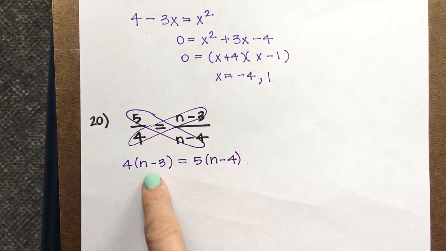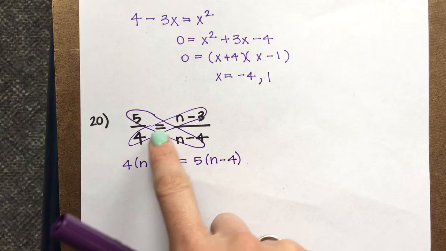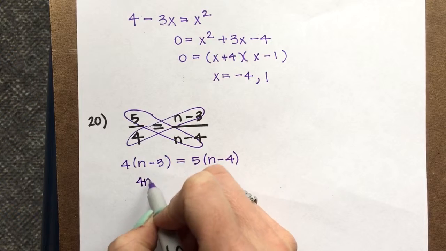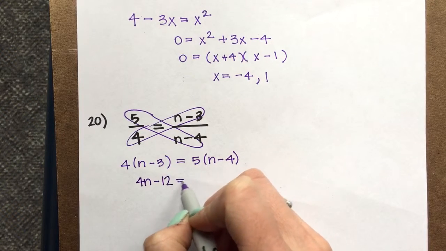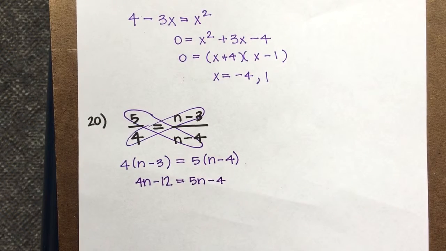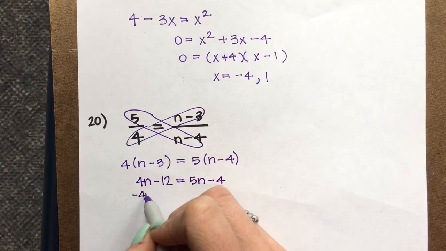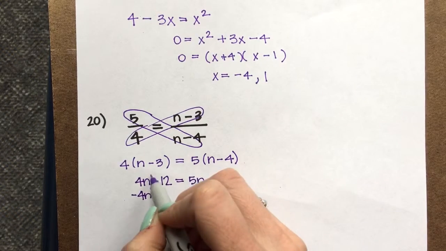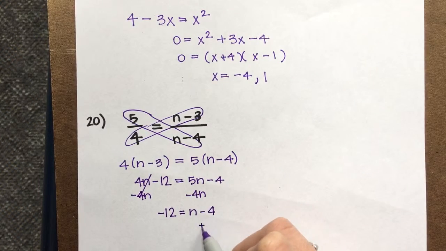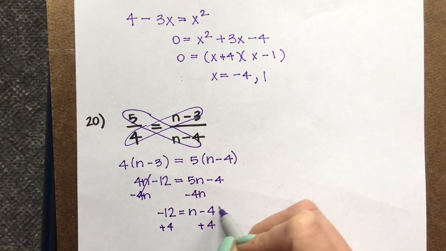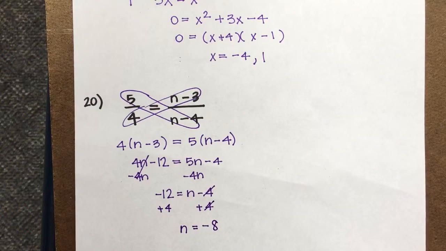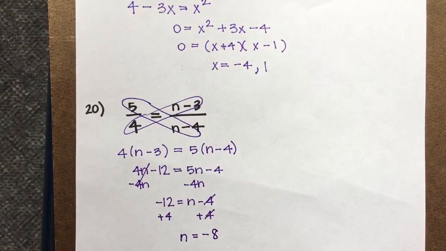I write it this way to remind me that I have to distribute, so I remember not to just do 4n minus 3. I have to distribute the 4 through. So we get 4n minus 12 equals, distribute the 5 through, 5n minus 4, and then solve for n. And again, make sure that it's not an extraneous solution.